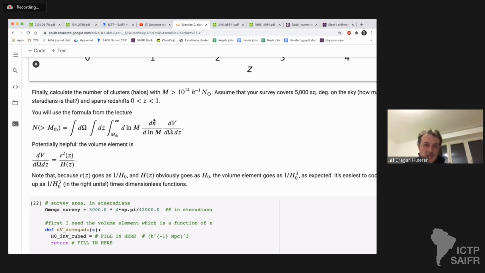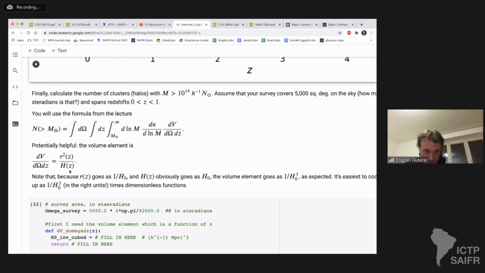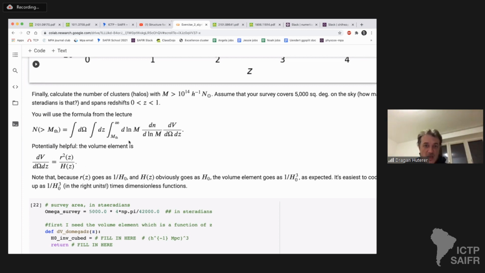So basically I need number density times volume, except I have dn/dlnM, so I have to integrate over lnM over the range from 10 to the 14 to infinity. And then I found it easy to do dV/dΩdz because that function is very, very simple. Then I integrate that over dΩ dz. So I just have to integrate this thing over all of the stuff. It's just like one big chain rule. It's multiplication, nothing happens there.